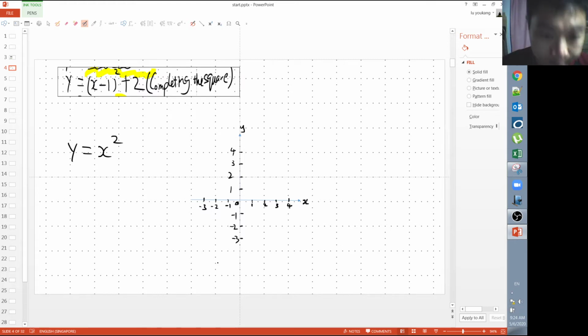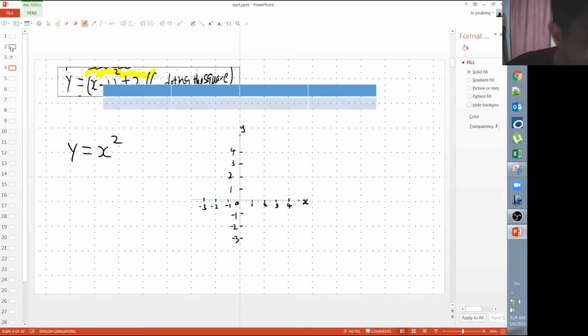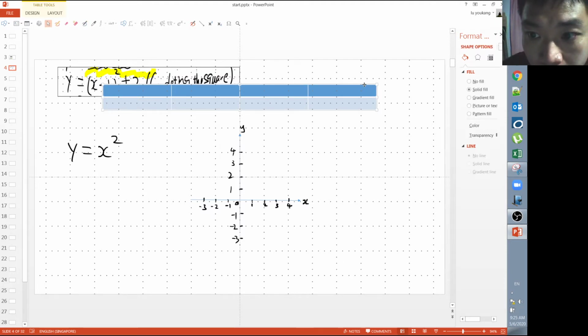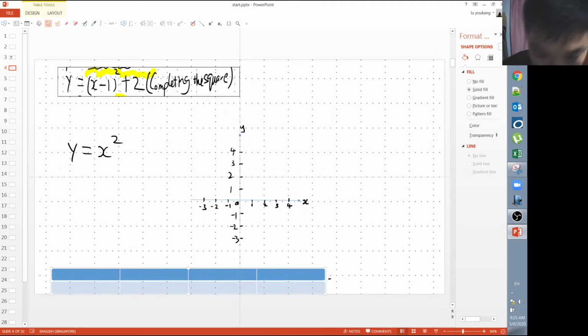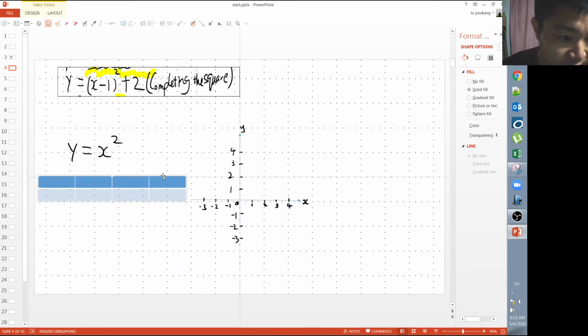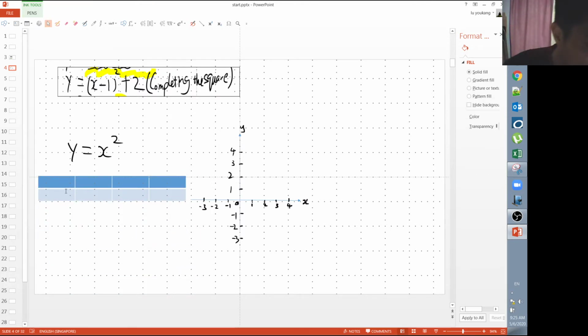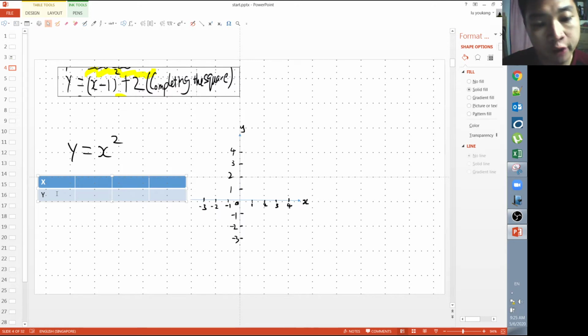Alright, okay, so with the labels done, what you can do is give yourself a table, because in order to sketch, you need some values of your x and y.